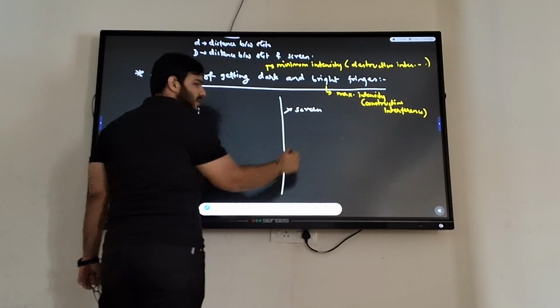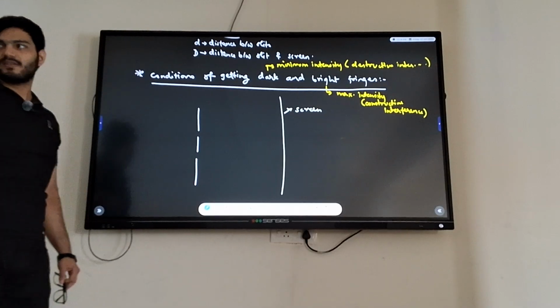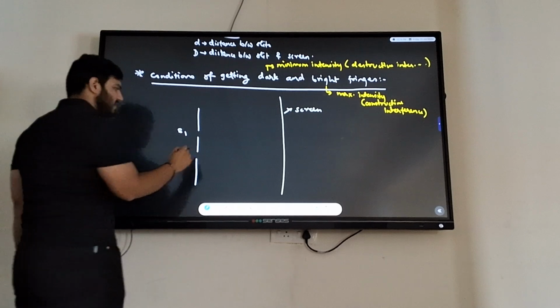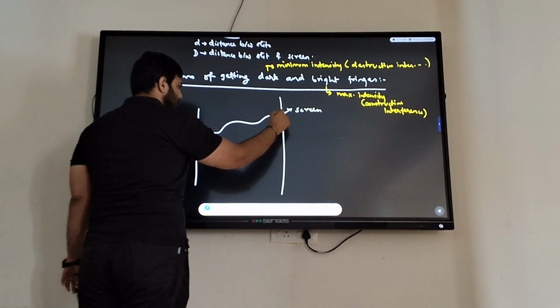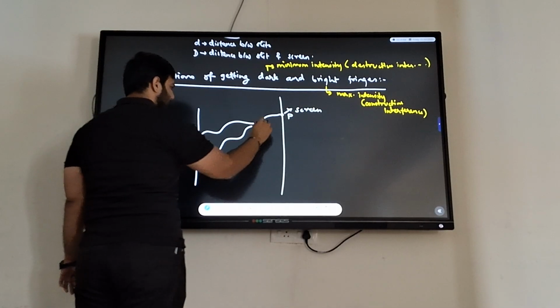Instead of making a 2D diagram, I'm making just a line as a screen. Please understand what it is. This is source S1, this is source S2. From source S1 there will be a wave which is coming and hitting at this point P. So let me call this point P, and from here there will be another wave.